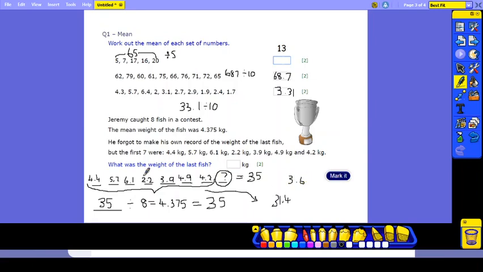Again, you can check it by adding up all of these together, and again they should equal 35. If you then did the 35 divided by the 8, you'd be left with the mean weight of the fish. So I know then the weight of my last fish is 3.6. Yay!